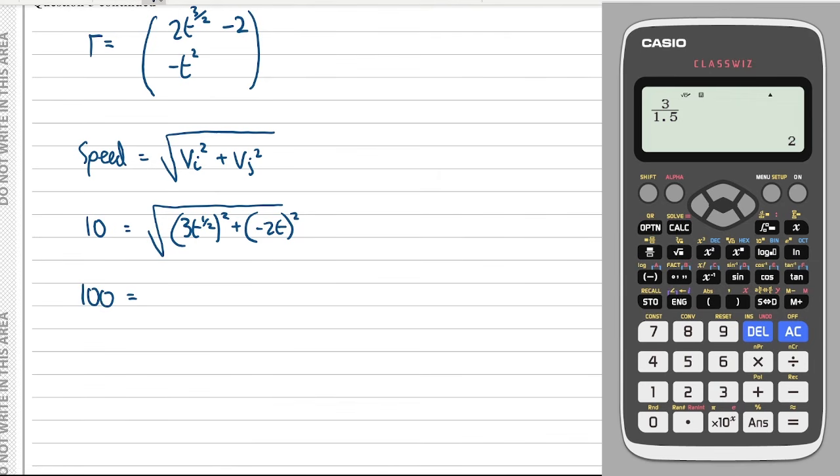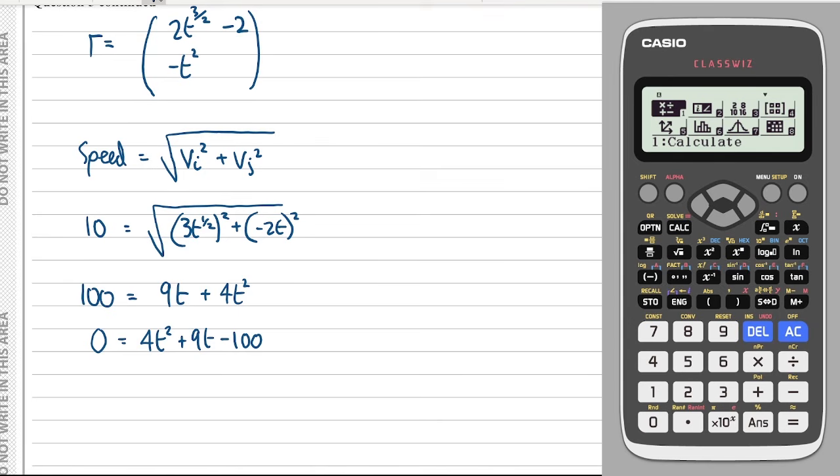Squaring both sides and then multiplying out these square brackets is going to give me 9t, and this is going to give me plus 4t squared. So great, that's a quadratic which I can solve. That's going to give me minus 100. I'm going to be lazy and just go to the quadratic solver, though I probably should be able to factorize that. Well, I could definitely factorize that, but I'm just being lazy. Minus 100. And we get 4. And a negative, but t must obviously be positive because it's time.